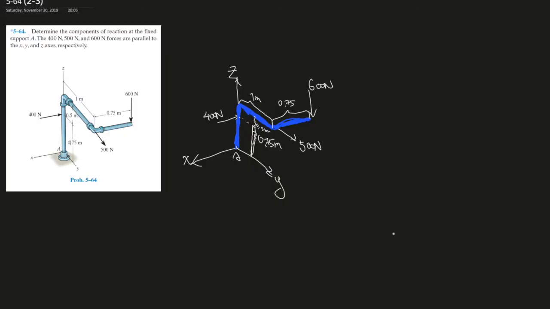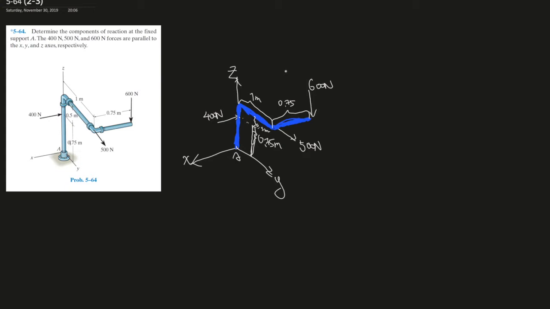The question 64, the third question of the second set of questions in chapter 5, says determine the component's reaction at the fixed support at A. The 400, 500, and 600 newton forces are parallel to the XYZ axes respectively. Knowing that, this problem shouldn't be that hard. It will be a relatively simple question.